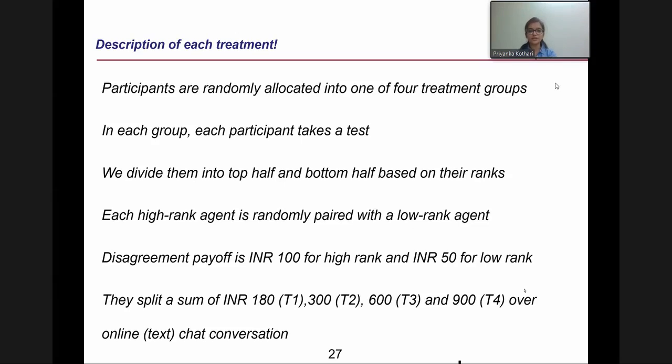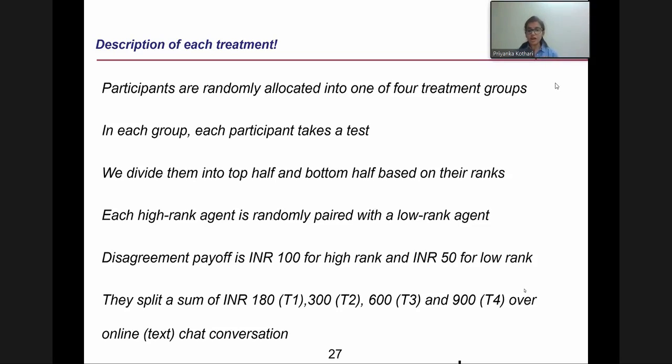So let me go through the description of the experiment. Our subjects are graduate students, and we randomly allocate them into 4 treatment groups. In each group, each participant takes a test, and the test comprises 20 difficult questions, mostly from mathematics and probability. Then we grade the tests and divide them into top half and bottom half based on their ranks. Each high rank agent in the top half gets paired with a low rank agent in the bottom half.